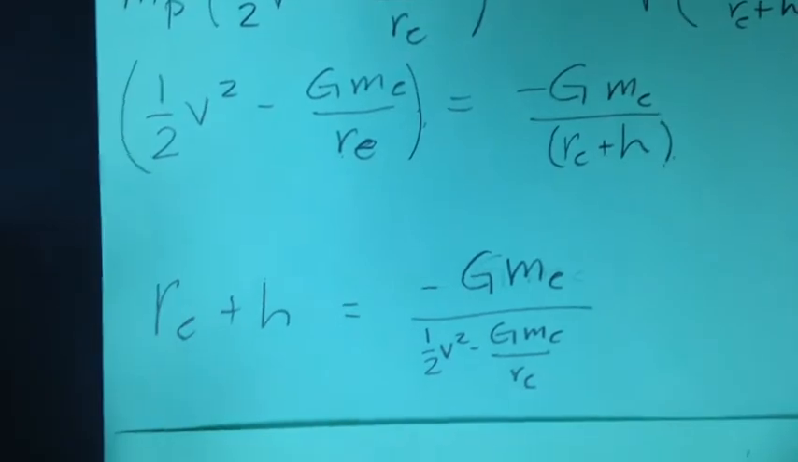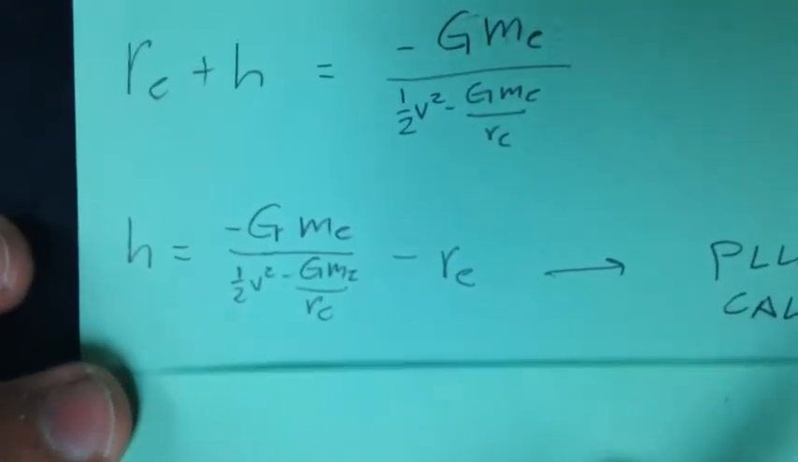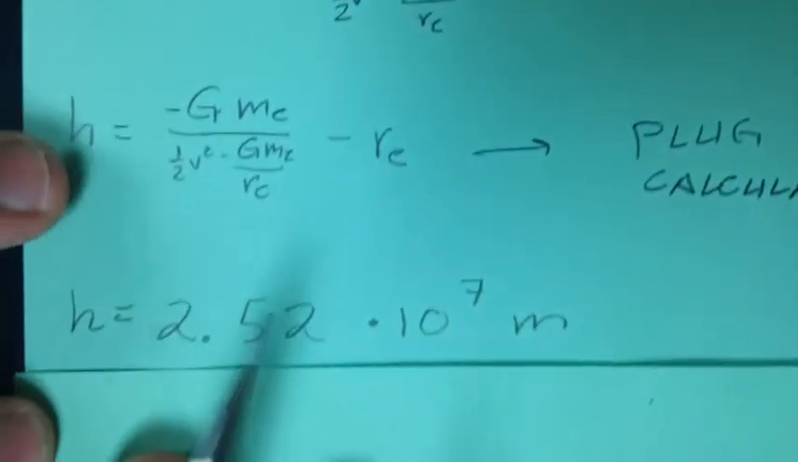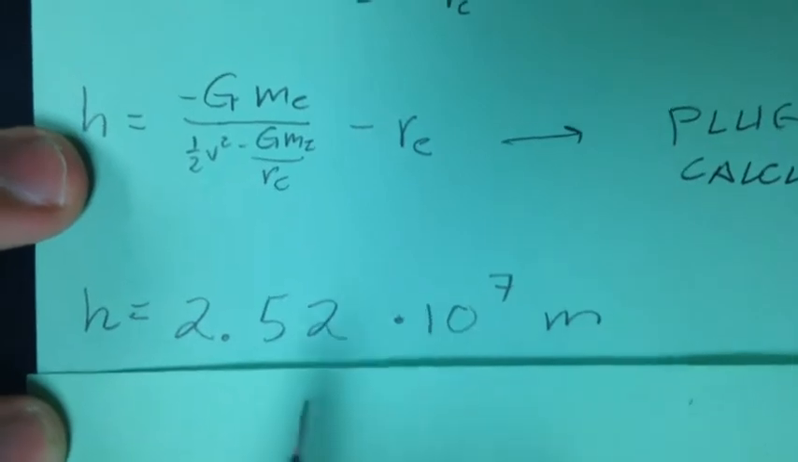Pretty complicated. That's okay. We have calculators. Subtract re from both sides, and then plug the values into the calculator. This gives us a value of h of 2.52 times 10 to the 7th meters.